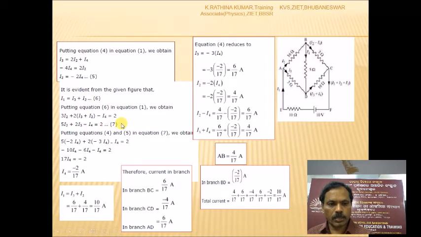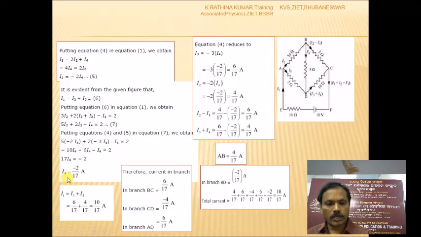Let us take equation 7. Putting the previous equations 5, 4 and 7, we obtain the simplified equation: 5 into minus 2I4 plus 2 into minus 3I4 minus I4 is equal to 2. On simplifying, we get minus 10I4 minus 6I4 minus I4 is equal to 2. Bringing that together, minus 10, 6, 1, that is minus 17 I4 is equal to minus 2.